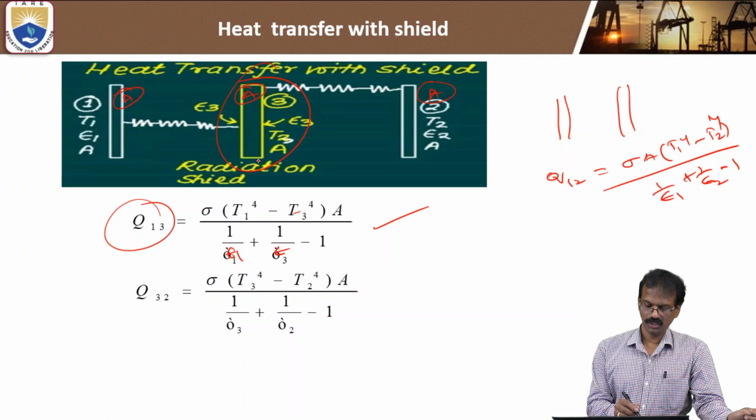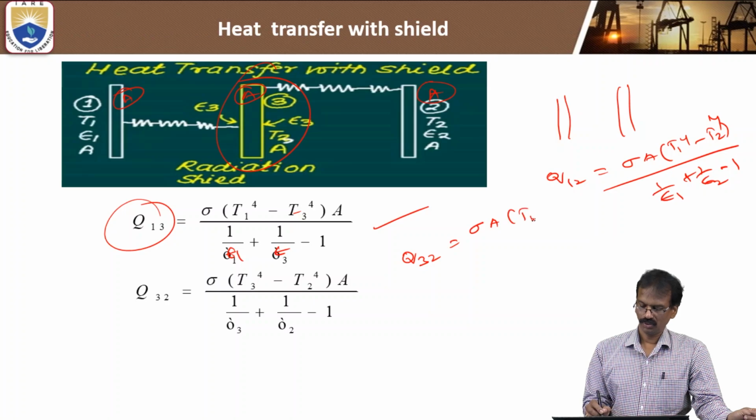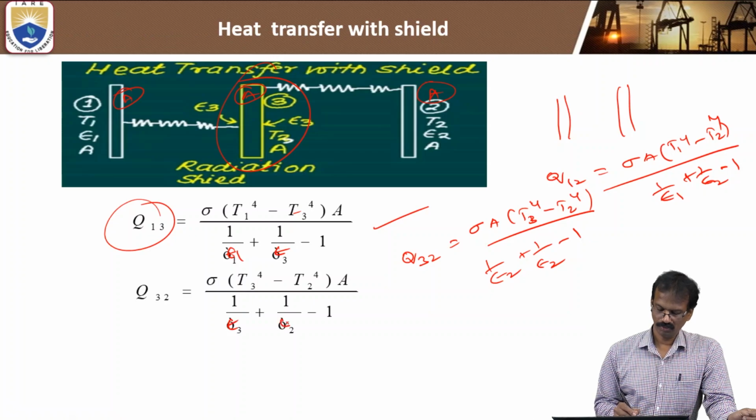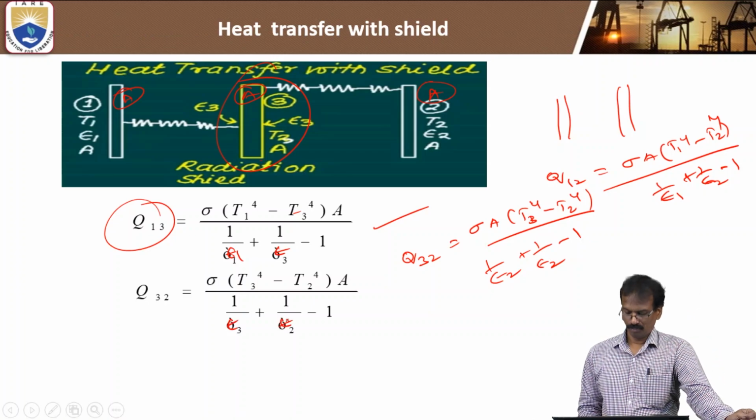Similarly, Q3 to 2, shield to surface 2. Here also sigma A (T3 to the power of 4 minus T2 to the power of 4) by (1 by epsilon 3 plus 1 by epsilon 2 minus 1). We can combine these.